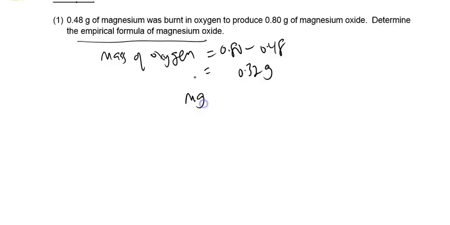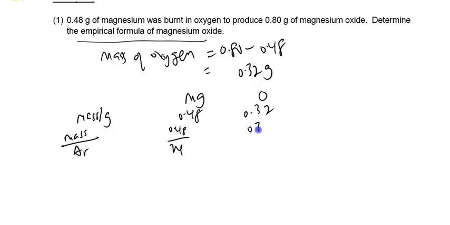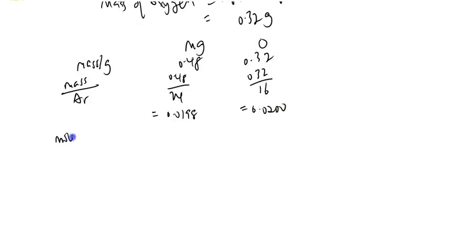So how do we go about doing this? For MgO, we draw a simple table. The mass, we fill it in, 0.48, 0.32. Next step, we take the mass divided by the Ar, and we have 0.0198 and 0.0200. The next step we do is to determine the mole ratio. To calculate the mole ratio, we take the smallest number here and we divide throughout by the smallest number. So over here we see that the smallest number is 0.0198.